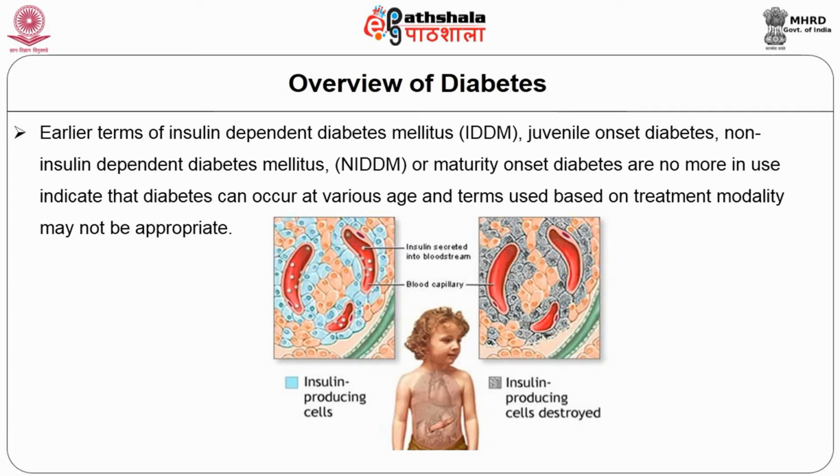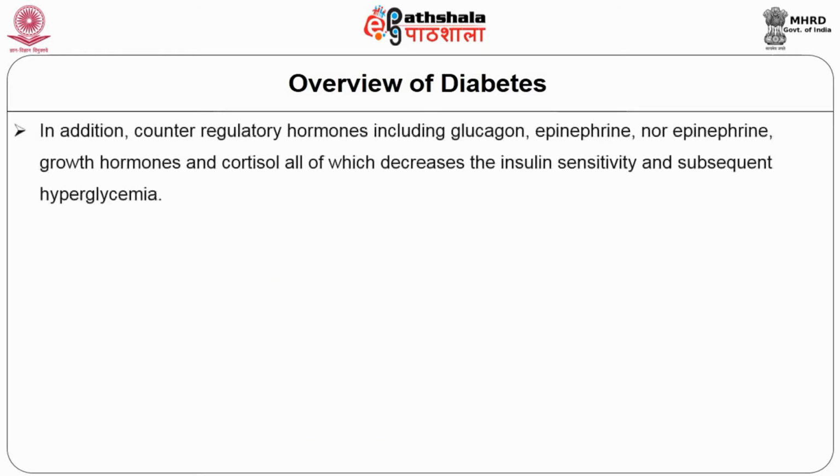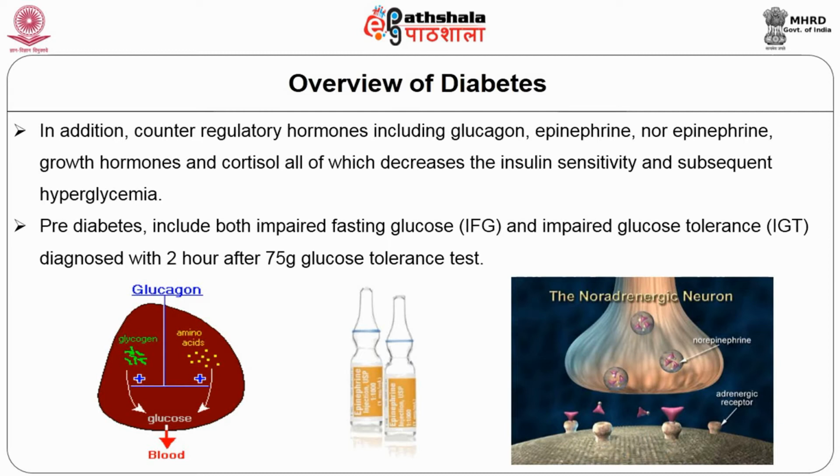The earlier terms were based on treatment modality, which may not be appropriate because there are so many changes in the treatment modality. Gestational diabetes is defined separately based on its unique criteria of diagnosis. In addition, counter-regulatory hormones including glucagon, epinephrine, norepinephrine, growth hormone and cortisol all decrease insulin sensitivity, with subsequent hyperglycemia.